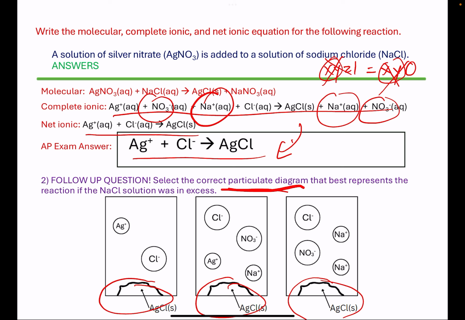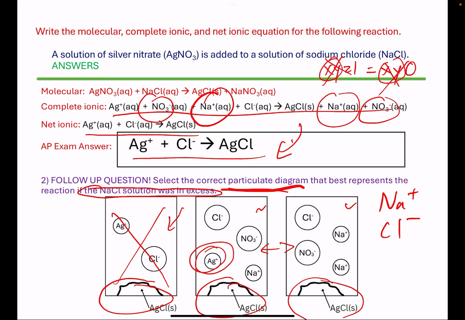Do be very careful. You do have to read this nice and clear. NaCl solution is in excess. So we should see Na ion and chloride ion in there. And in this case, we don't see this here, so we could cross that out. We do see this here, and we also do see this here. So the difference between these two is that it has a silver ion in there.